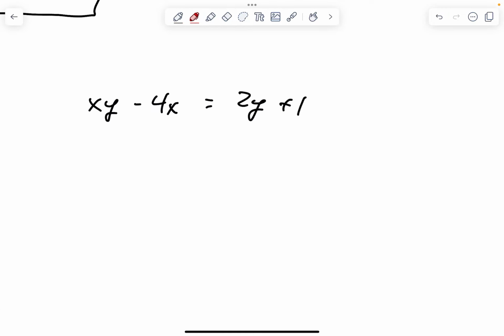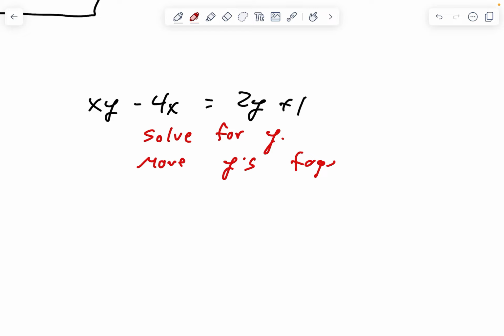Okay, now this is the important step. Our goal, if we remember, is solve for y. That's how we do inverses. Swap the x and y, solve for y. So I want all the y's together. Move the y's together.